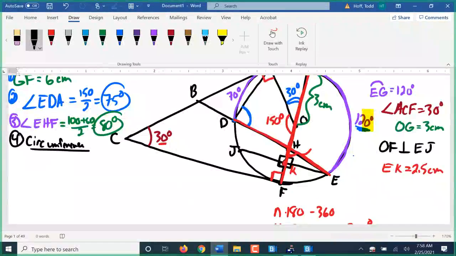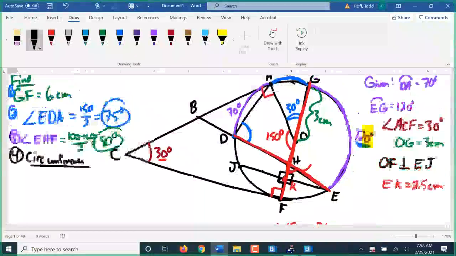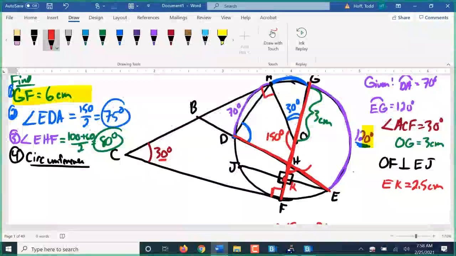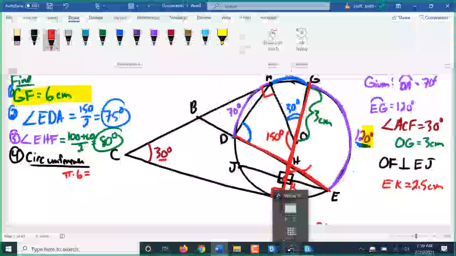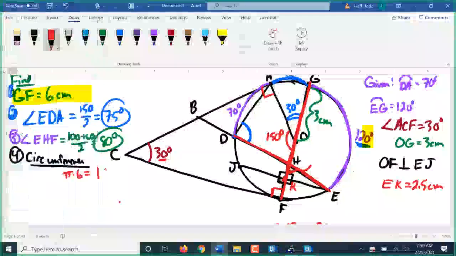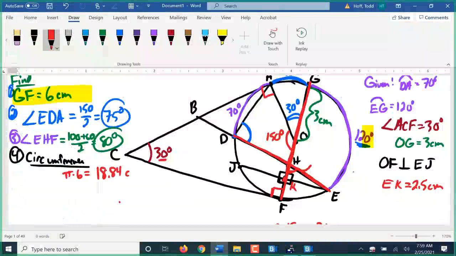If I ask you to find the circumference of this circle? Well, we already found up here that diameter is 6. Circumference is just going to be pi times diameter. Pi times 6, or 19 point, what is that? 18.84, sorry. Centimeters.